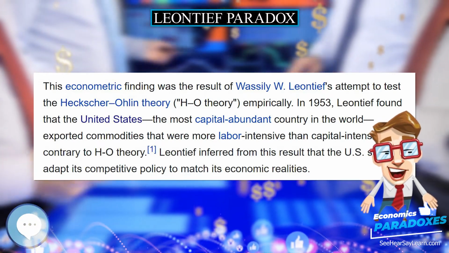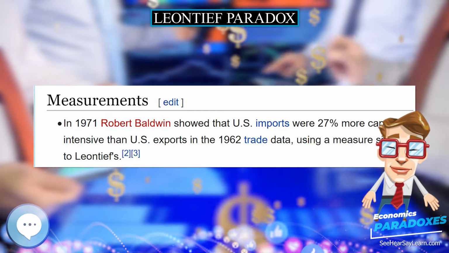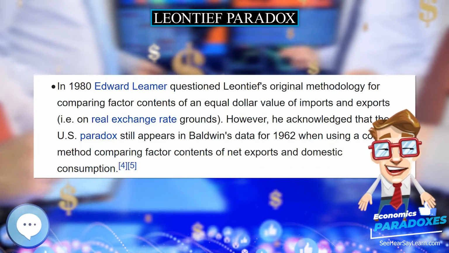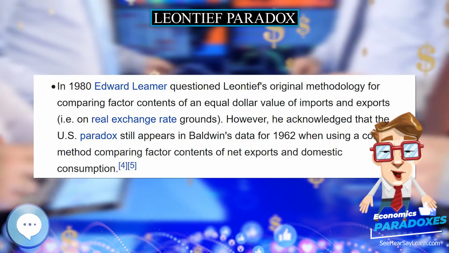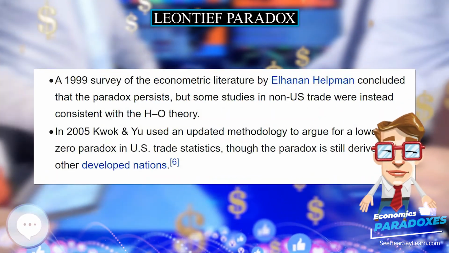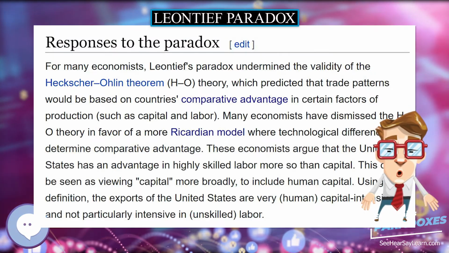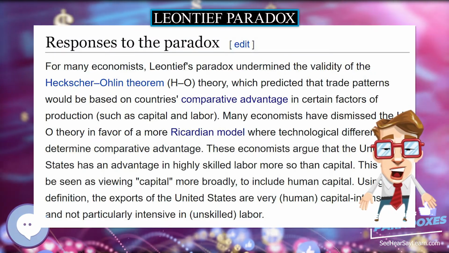Measurements. Responses to the paradox. For many economists, Leontief's paradox undermined the validity of the Heckscher-Ohlin theorem, HO theory, which predicted that trade patterns would be based on countries' comparative advantage in certain factors of production, such as capital and labor.